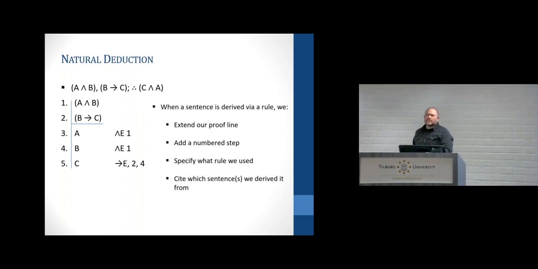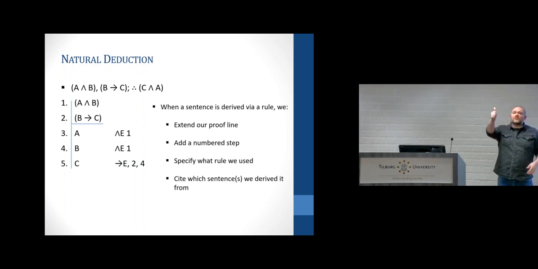So we can do this. We'll use what we'll call conditional elimination. And conditional elimination is our first rule that uses 2 lines. In this case, it uses the conditional and the antecedent, and it delivers us the consequent.